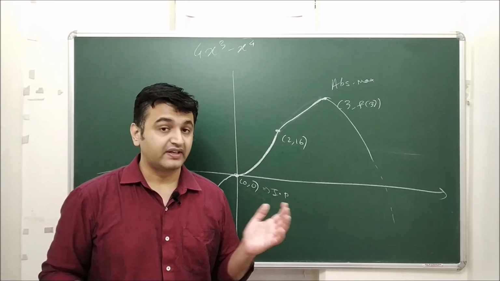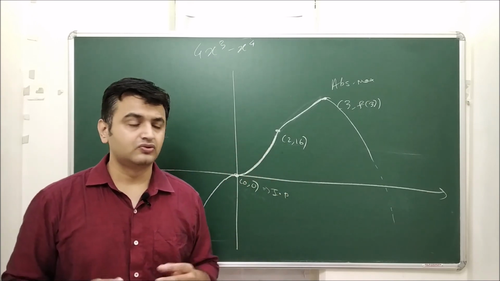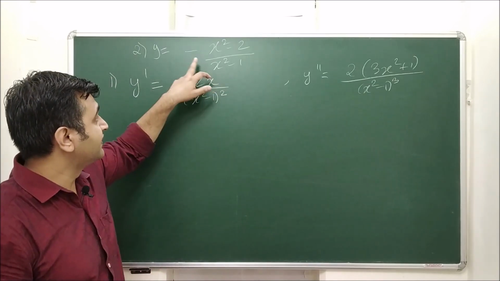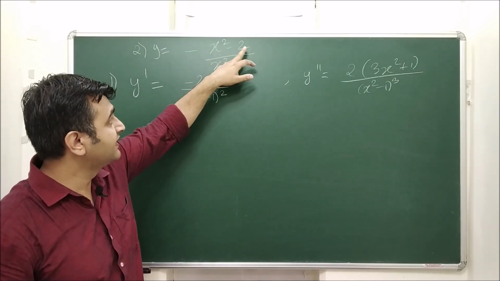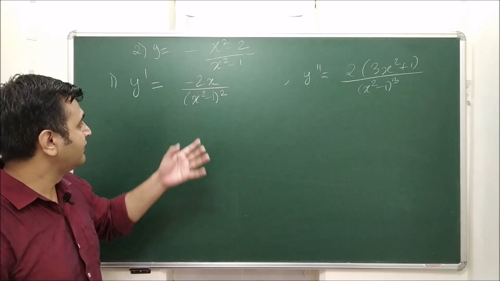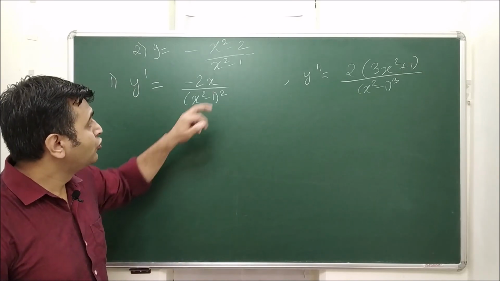Now let's go for the rational function. But you can verify this using GeoGebra. Okay, so let's go for the next example. Consider the function f(x) = (-x² - 2)/(x² - 1). Just to save your time, I have written down f' and f''. You can verify. And the domain is not given.